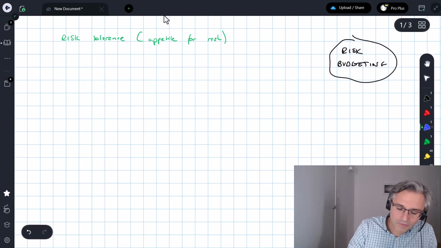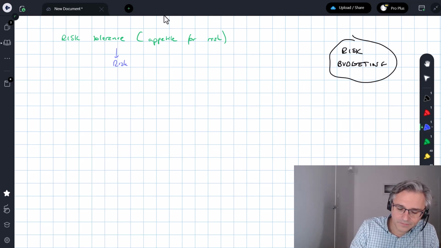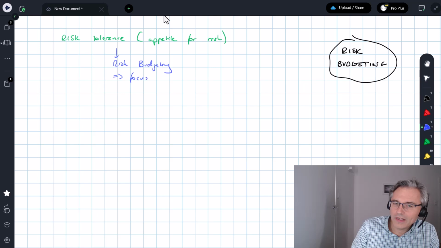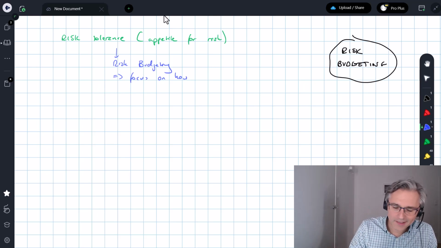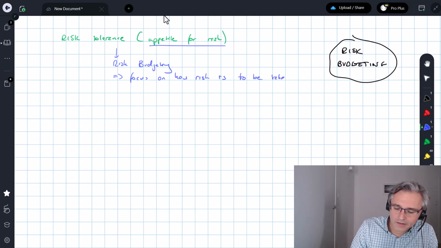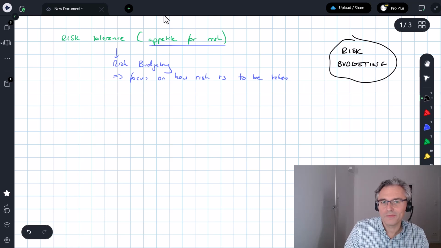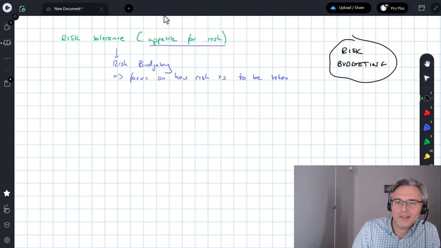And then risk budgeting, the next step, is drilling down and focusing on how that overall level of risk, as determined by the appetite, is to be taken. More specifically, how the risk is to be taken. And there are some very nice analogies here to the portfolio approach, which we'll talk about in just a moment.